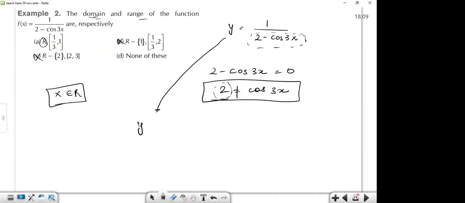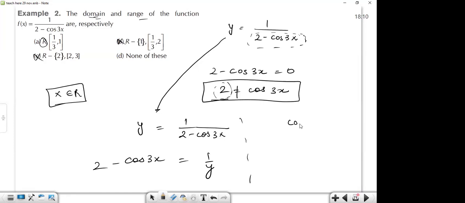So we have to find out the range of y. We have considered f of x equal to y. So y is 1 by 2 minus cos 3x. Now finding the range of y, let's write it as 2 minus cos 3x is 1 by y.